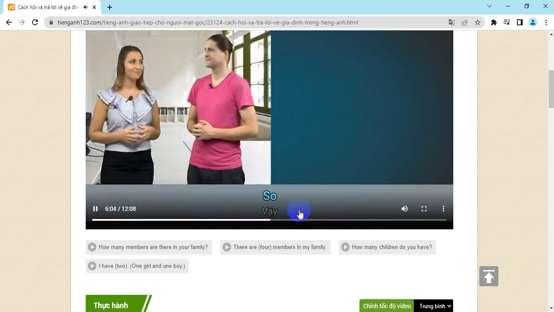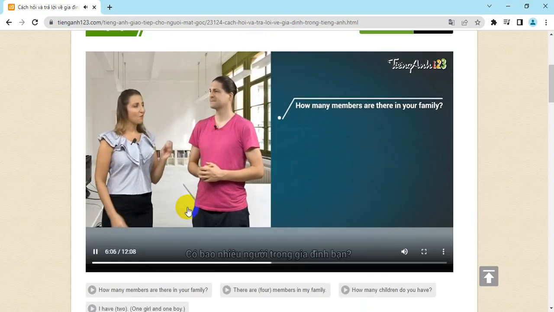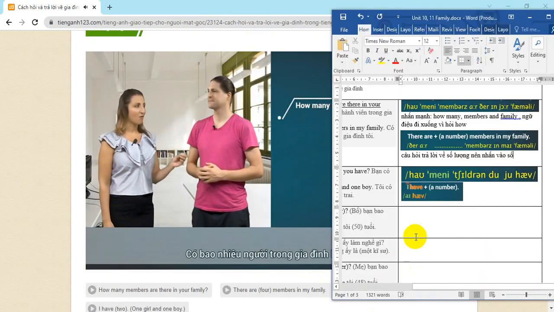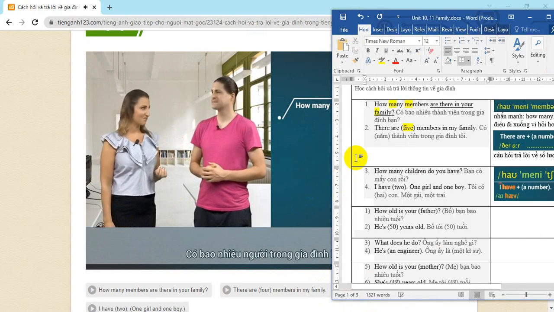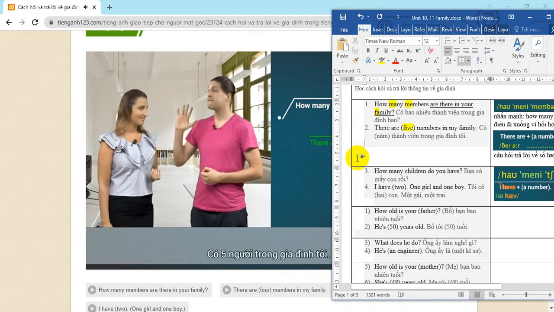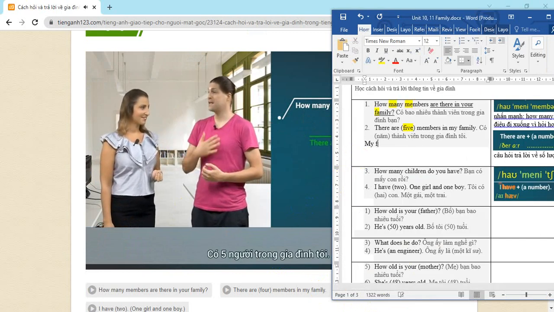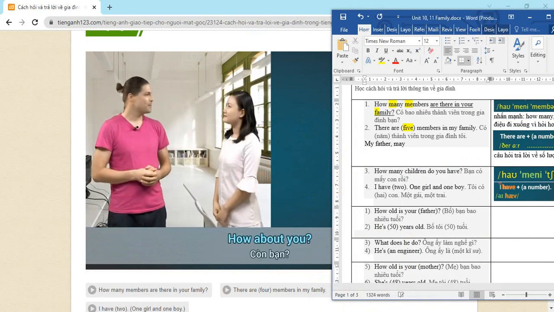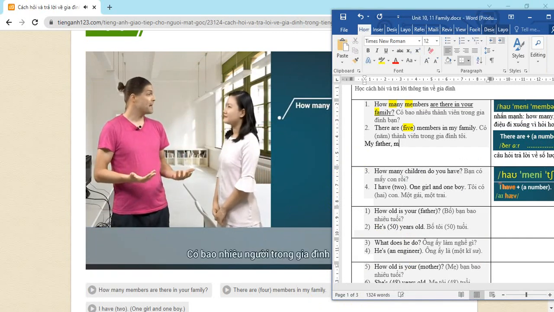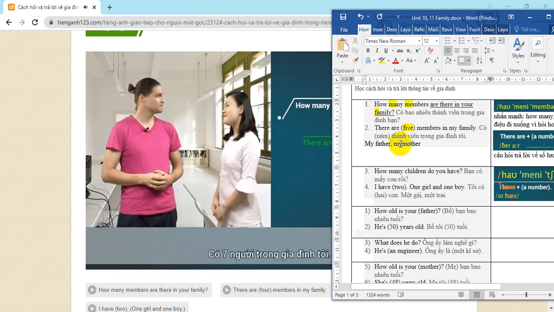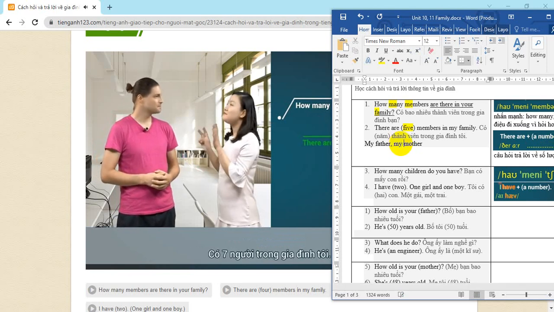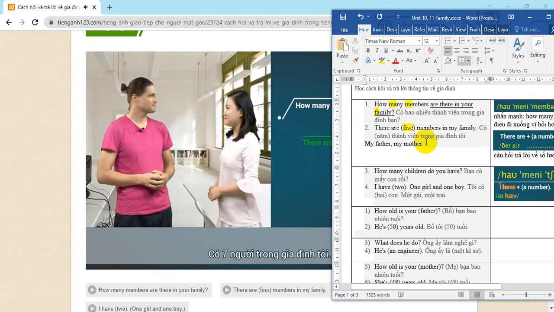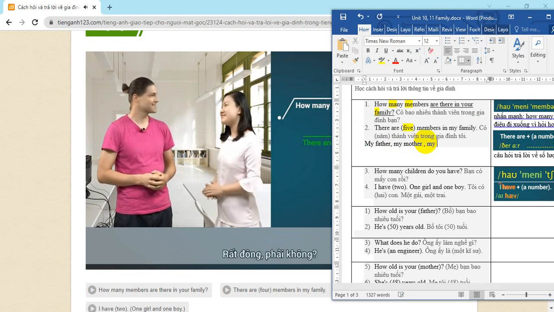So, how many members are there in your family? There are 5 members in my family. How about you? How many members are there in your family? There are 7 members in my family. A big one, right?